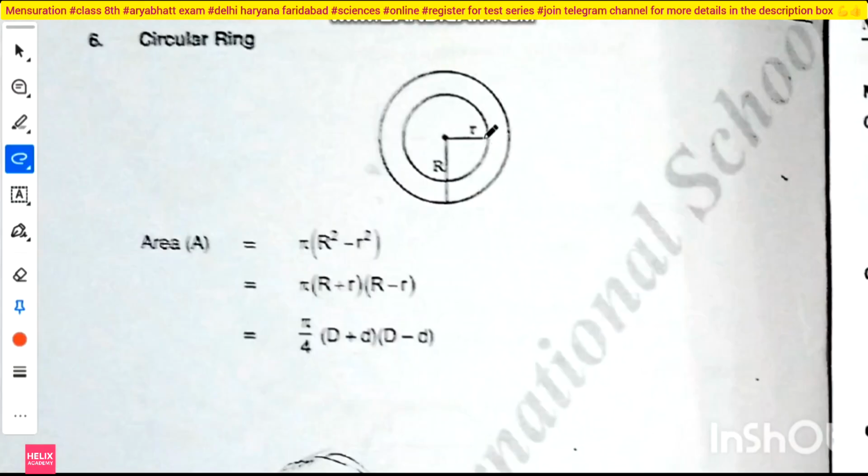Now see the circular ring. A circular ring means we have a common center but with different radii. So the outer one, if I say capital R, and the interior one, small r, then if anybody asks us about the area of this ring region, I will subtract: R square minus r square, into pi, right?